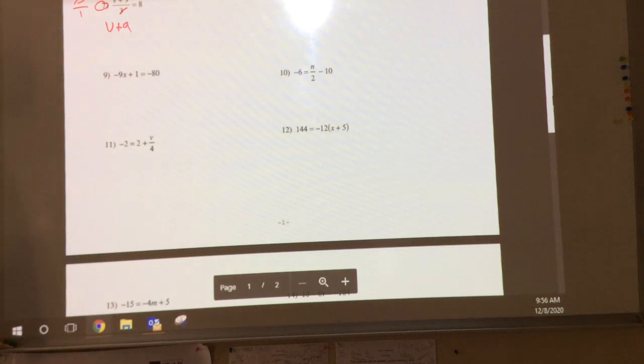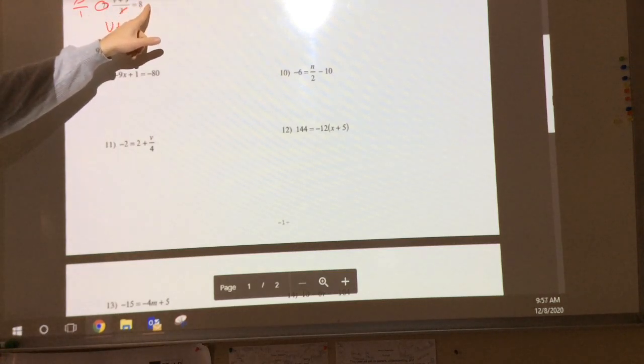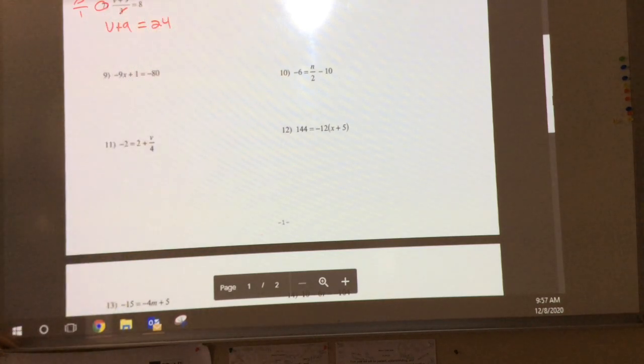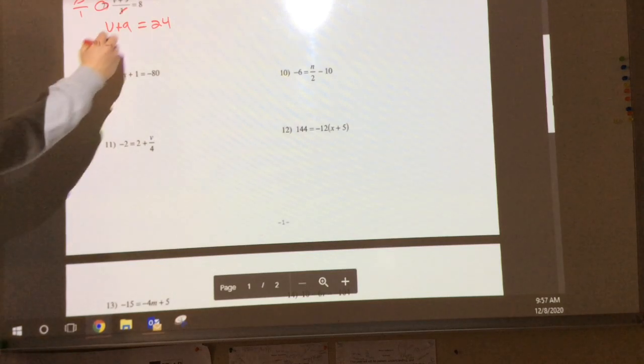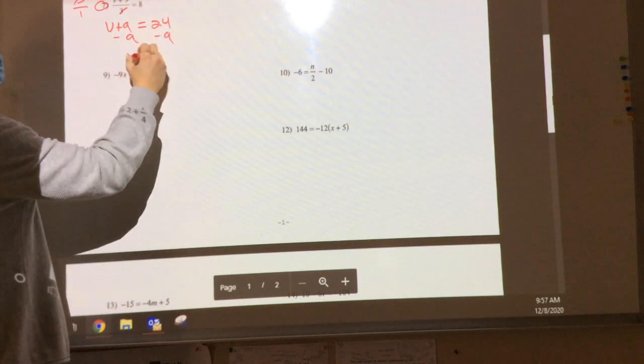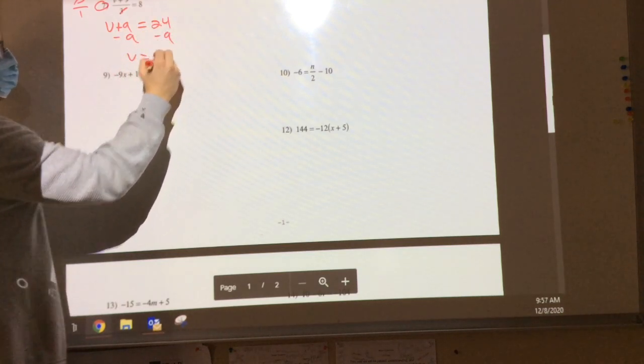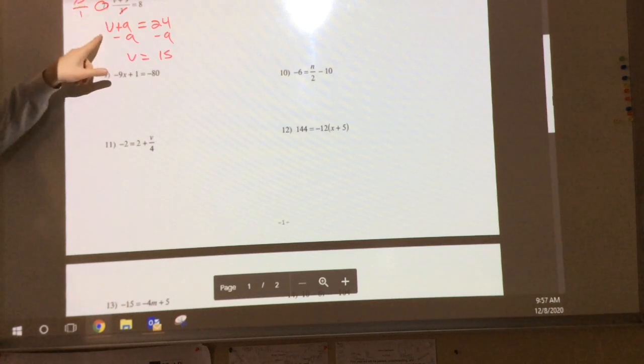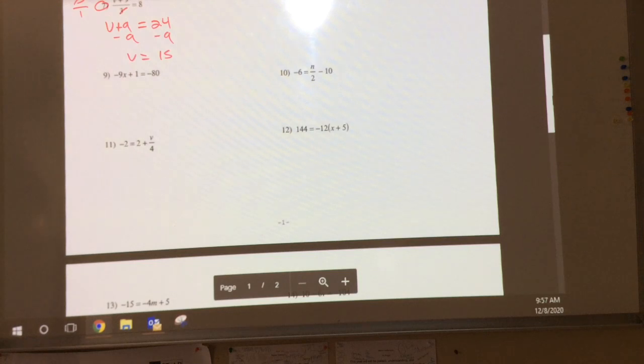Are we okay with that? But if I multiply the left side by 3, what do I have to multiply the right side by? 3, giving me 24. Are we okay with that? Now how do I solve this problem next? What do I need to do? Isaac, what do I do? Subtract 9 from both of them. And that's going to give me 15. Are we good with that? All I had to do was multiply by my denominator first, then it gave me V plus 9, and then I got it from there. You want me to walk through those steps again?